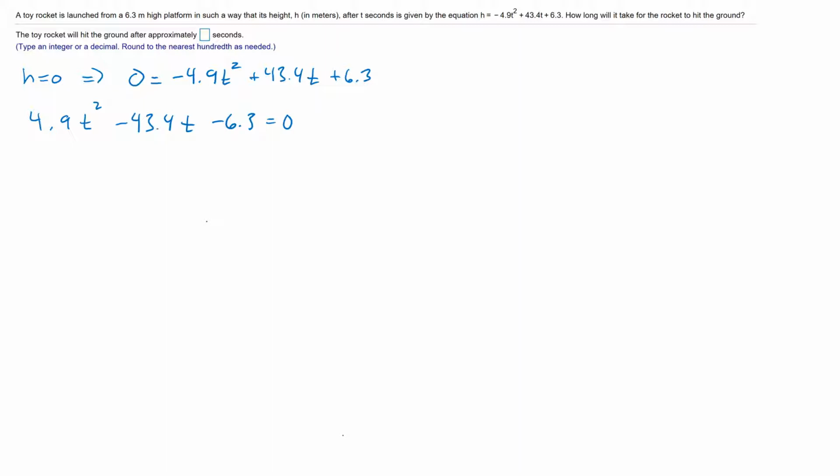It turns out that if we divide across the board by the number 0.7, if I divide every term by 0.7, I'll end up getting 7t squared. So 4.9 divided by 0.7 is 7, and then 43.4 divided by 0.7 is 62, so we have 62t, and finally the 6.3 divided by 0.7 is 0.9. Notice that after dividing by 0.7, the numbers in this equation are much nicer. There's no more decimals.